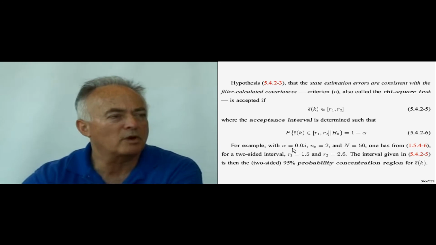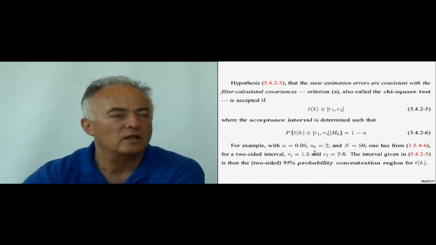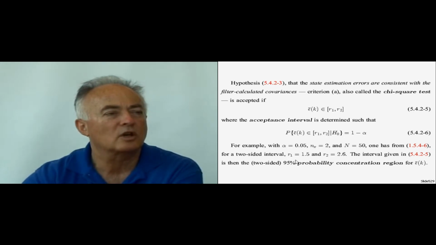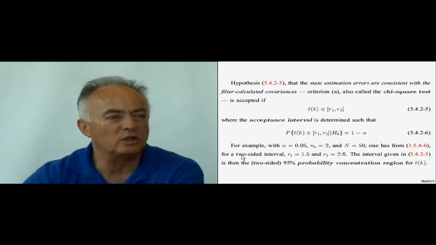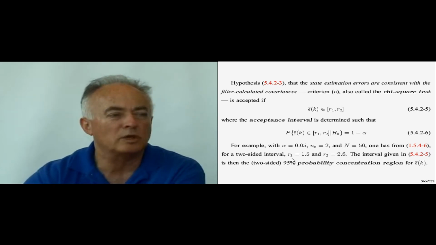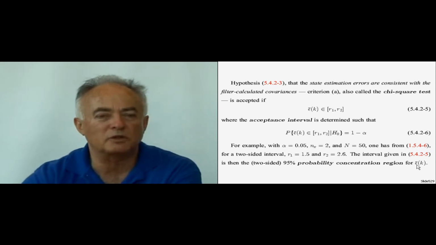And here's an example. If alpha is 5%, we have a two-dimensional state. We carry out 50 independent Monte Carlo runs. What we have is R1, the two-sided interval for a 50 times 2, 100 degrees of freedom chi-square, between 75 and 130. Divide everything by 50, you end up with R1 as 1.5, R2 as 2.6. So this is the two-sided 95% probability concentration region for epsilon bar. This is where epsilon bar from 50 samples should be.